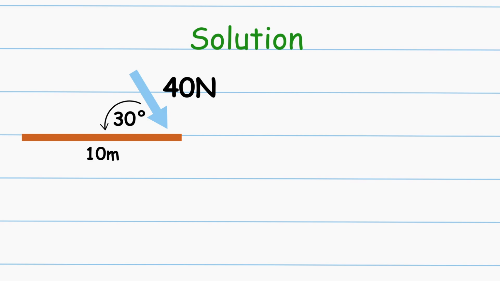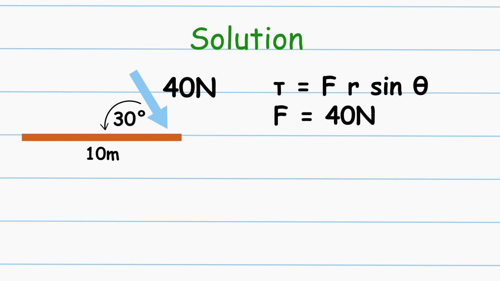So we know that we have to use the formula tau is equal to F r sine theta. As we can see, we've been given the force, the angle, and the radius. We also know that the force applied is 40 newtons, as we can see in the diagram. The radius is 10 meters, and theta is 30 degrees, as we can also see in the diagram.